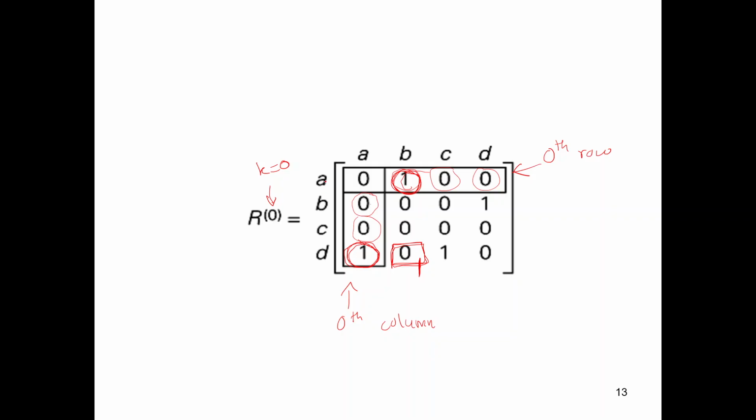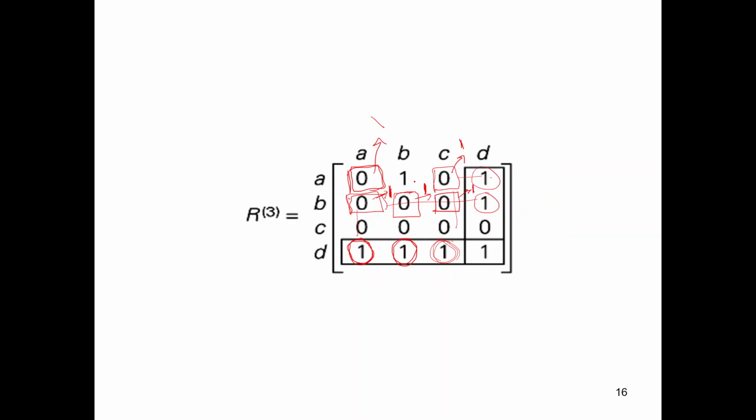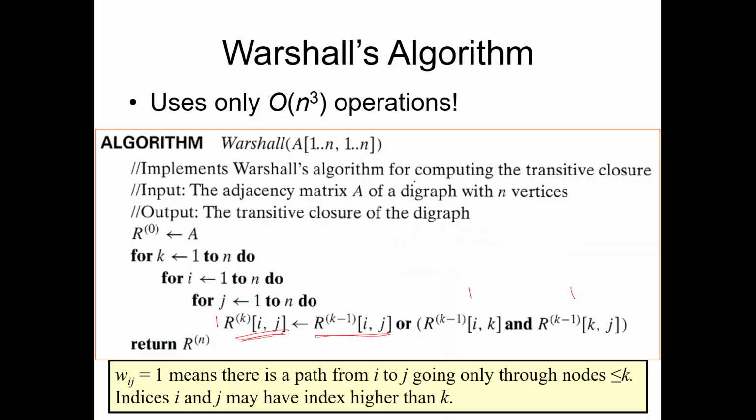Okay, so this means there is a path from A to B, and there is a path from D to A. That means this should be 1. That means there should be a path from D to B as well, going via A. Similarly, we find all paths going via B, all paths going via C, and all paths going via D. Okay, and that is how we find a transitive closure, or in other words, we also find R infinity.